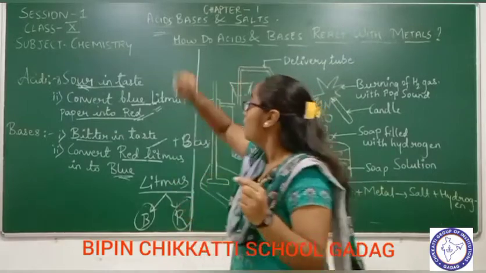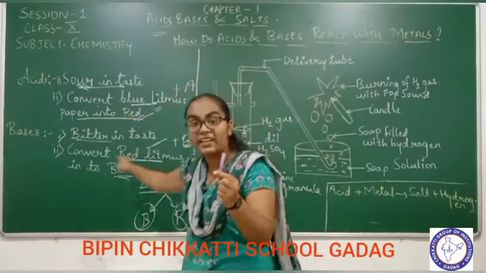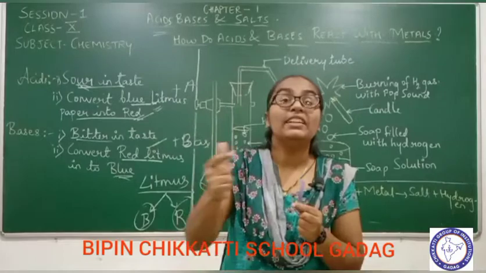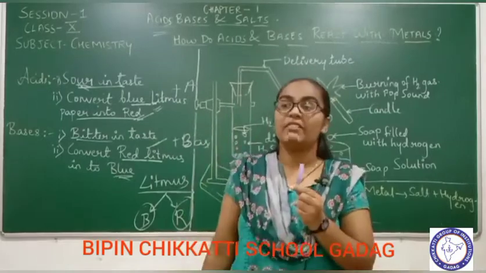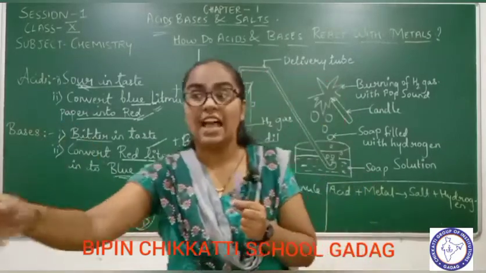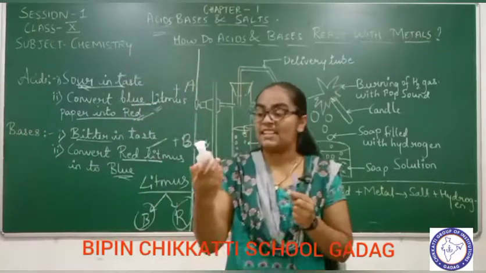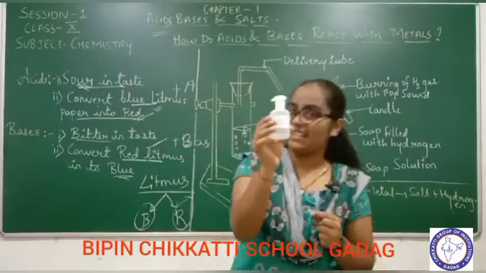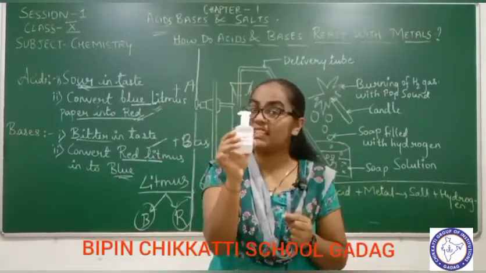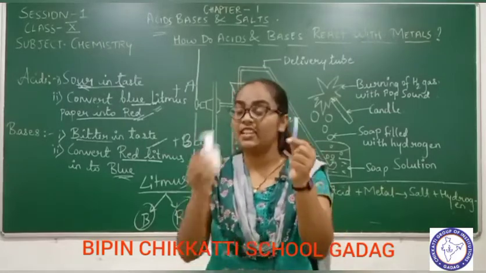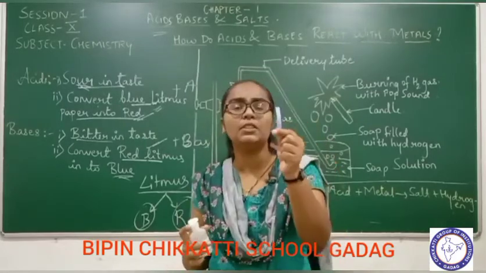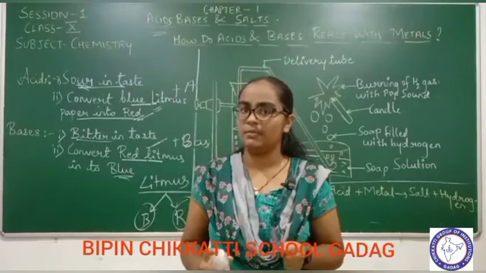What we said, blue litmus paper converts into red. When will it convert into red? When it is reacted with the acid. Now there is a certain acid solution, which is sulfuric acid. I took some sulfuric acid, which is acidic in nature. So when I treat this sulfuric acid with the blue litmus paper, it should convert into red litmus paper, correct?